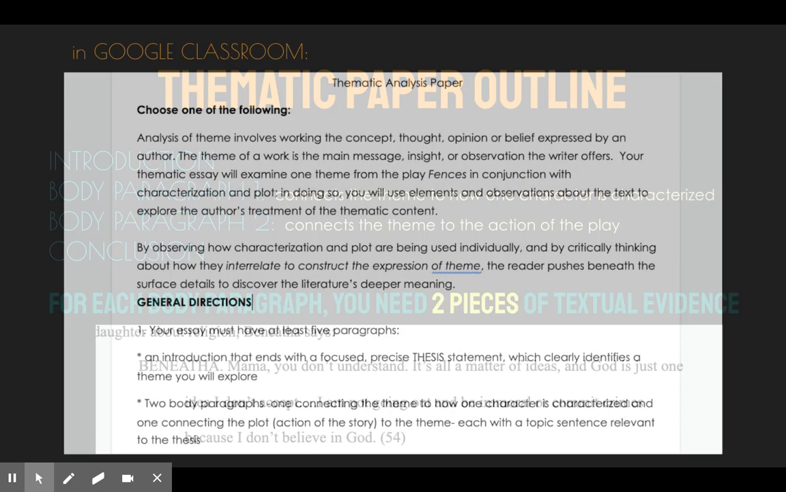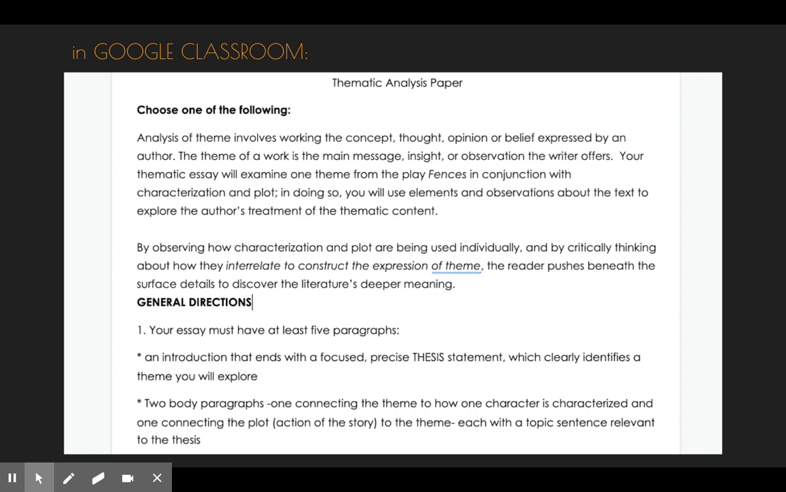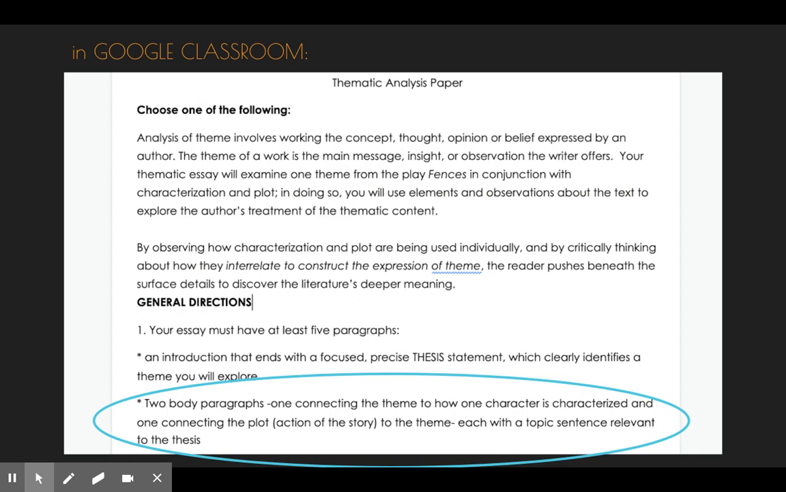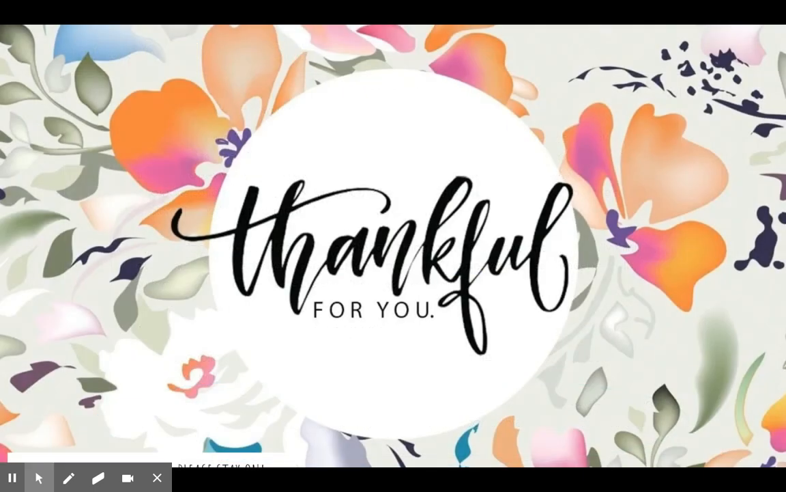So in the Google Classroom, there is a thematic analysis paper, and it clearly shows in the paper that you need to have those two body paragraphs. So if you need to go back and check it out.